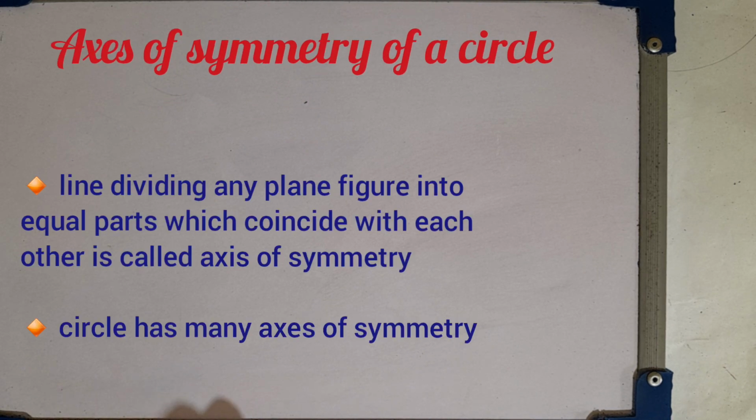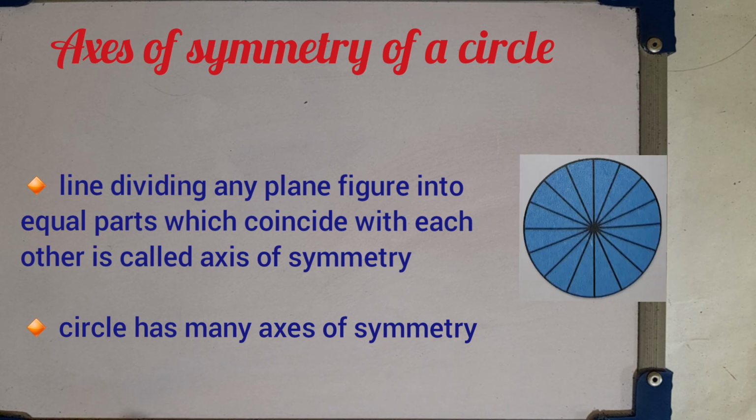A line dividing any plane figure into two equal parts which coincide with each other is called the axis of symmetry. A circle has many axes of symmetry. You can observe it by looking at the diagram given here.